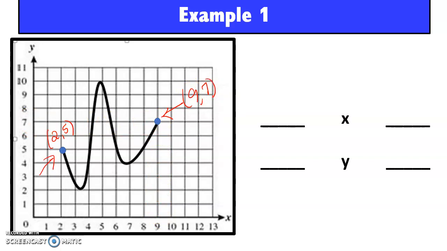Okay, so again, we only worry about the x value. So I've got 2 and I've got 9. I'm going to put 2 here and 9 here. Those are both closed circles, less than or equal to. So 2 is less than or equal to x is less than or equal to 9, or x is between and including 2 and 9.